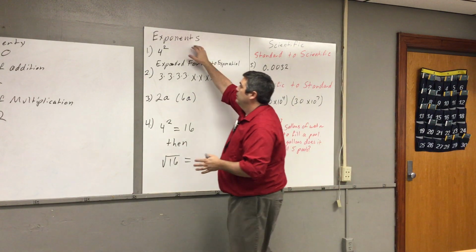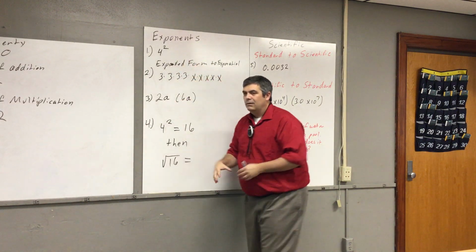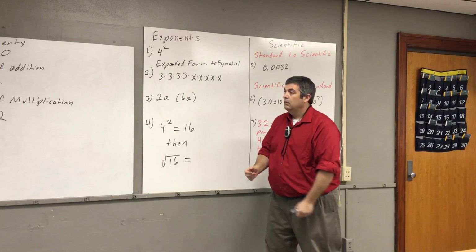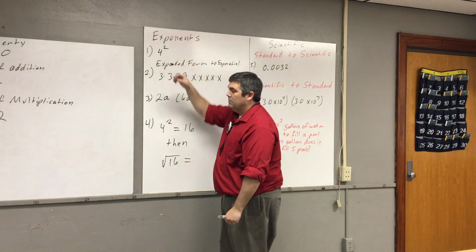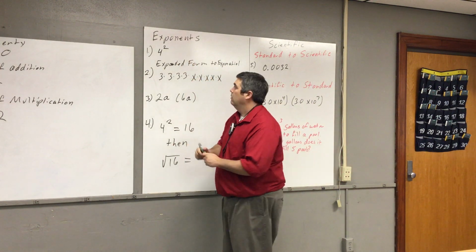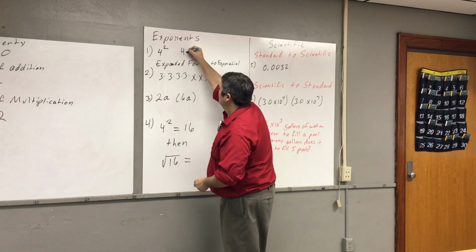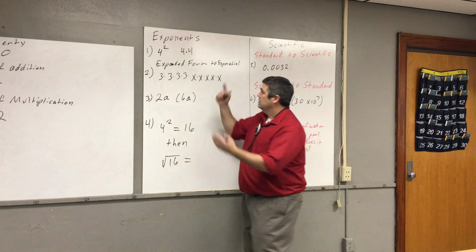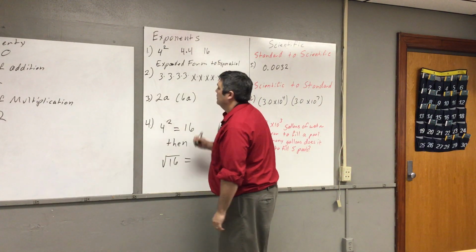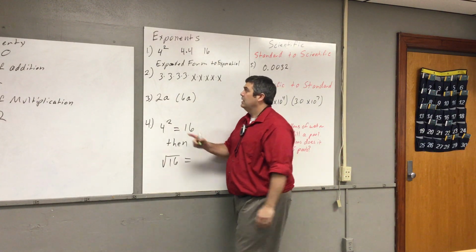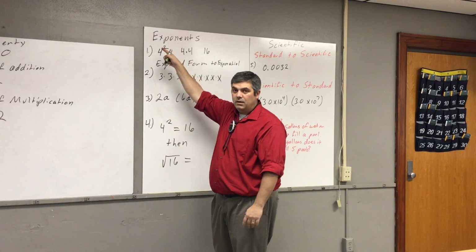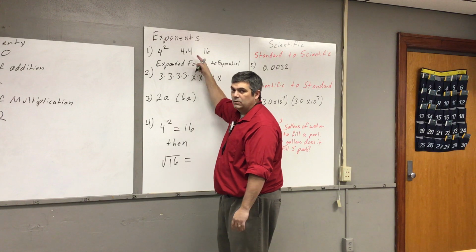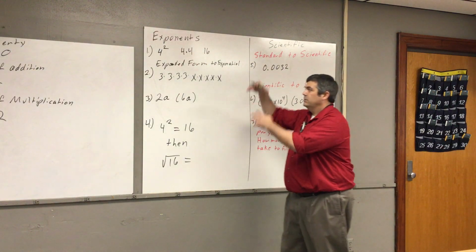All right, so here, exponents. 4 to the second power, all we're saying is, what does this mean? Well, 4 to the second power means 4 times 4, which is 16. Don't do 4 times 2, that's the common mistake. It's 4 times itself. So 4 times 4 gets us 16. All right, so there's that.